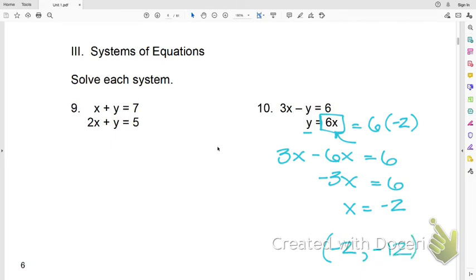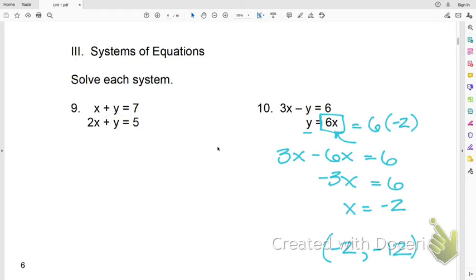Typically, we write our answers in ordered pairs. Sometimes this doesn't make a whole lot of sense with systems of 3. So I'm also okay with you saying my answer is x equals negative 2, y equals this. That's totally fine. Okay? Any questions on substitution?